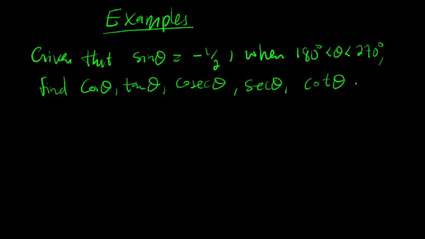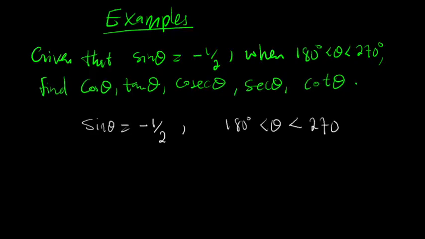So let us take a look at this example together. Very simple. Now in this example, two things are very important here. Two things are very important. And what are they? We're given that sine theta is minus 1 over 2, and also we're given that our theta is in between 180 degree and 270 degree.